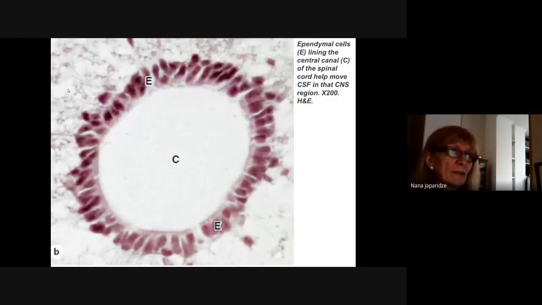Look, this is a transverse section through the spinal cord canal, the lumen of the spinal cord canal, tissue sample stained with hematoxylin eosin, and you see here cells, ependymal cells, which line the surface of the spinal cord canal. And this is surrounded with gray matter.